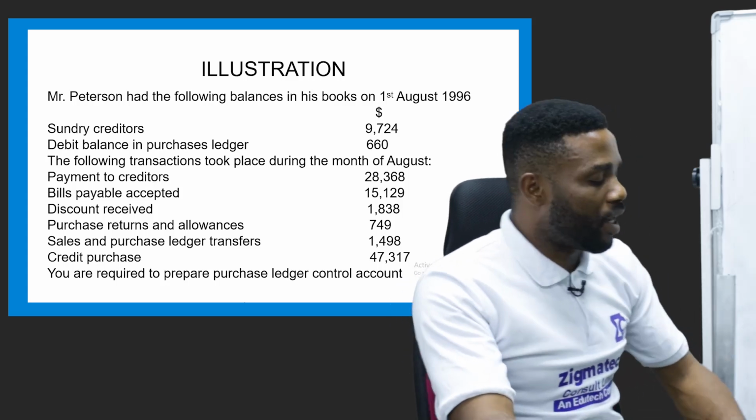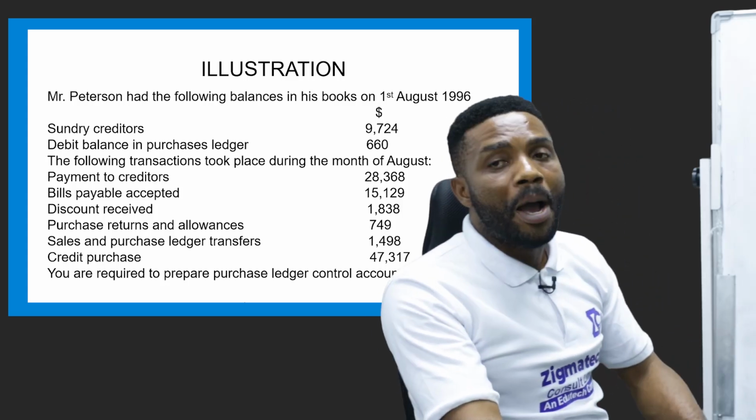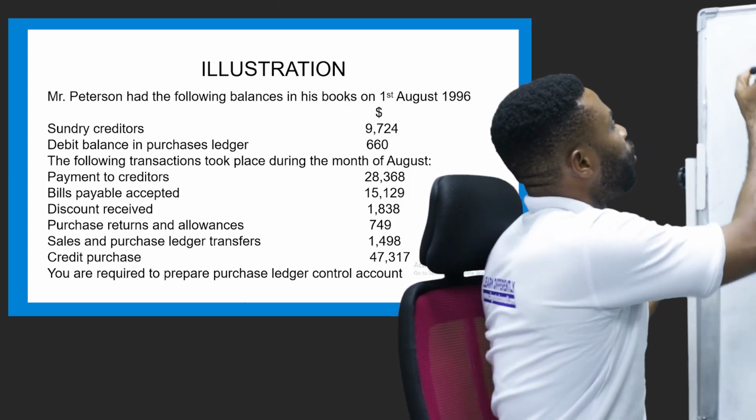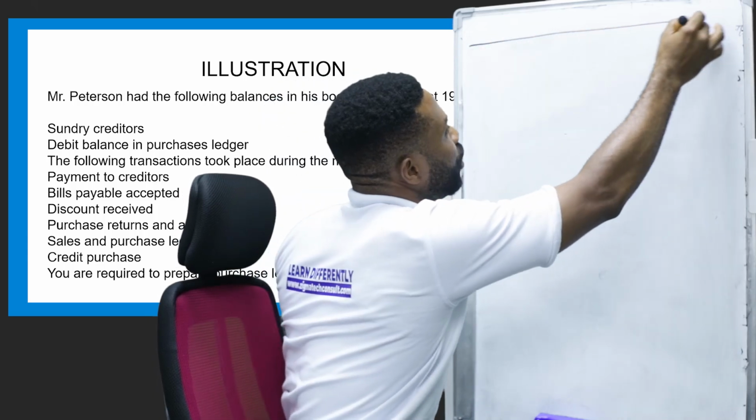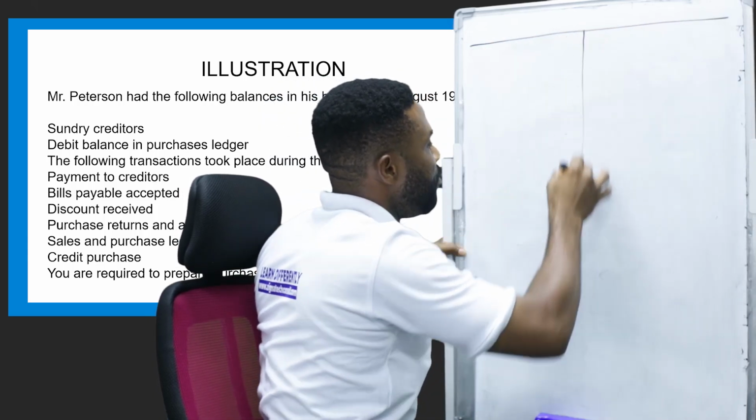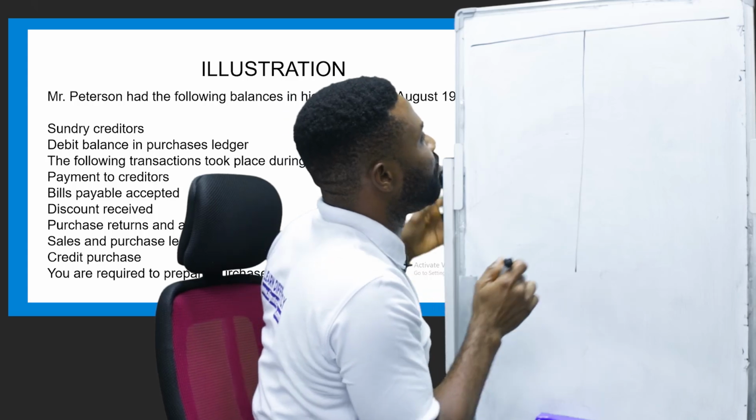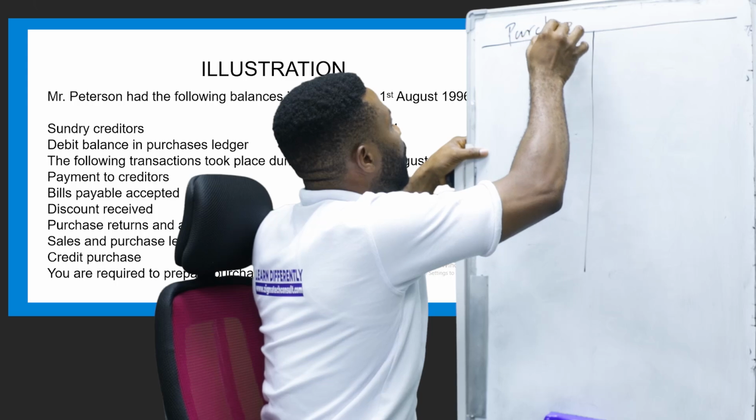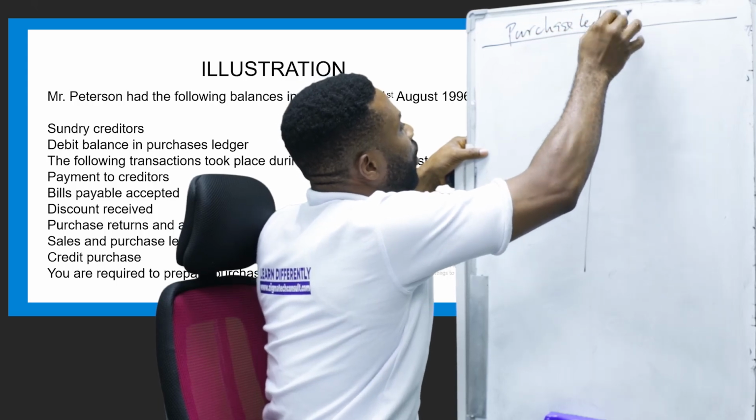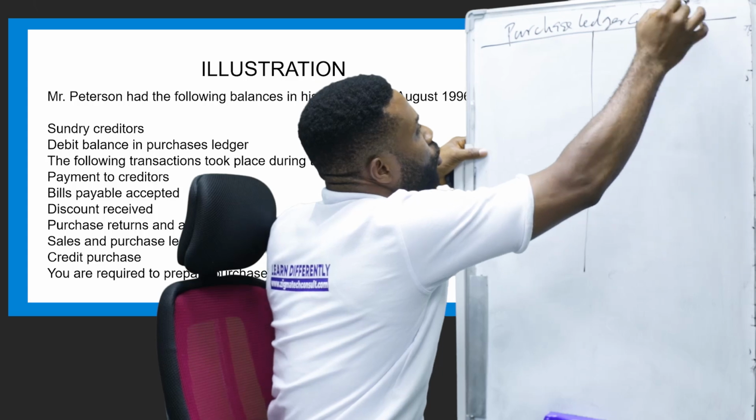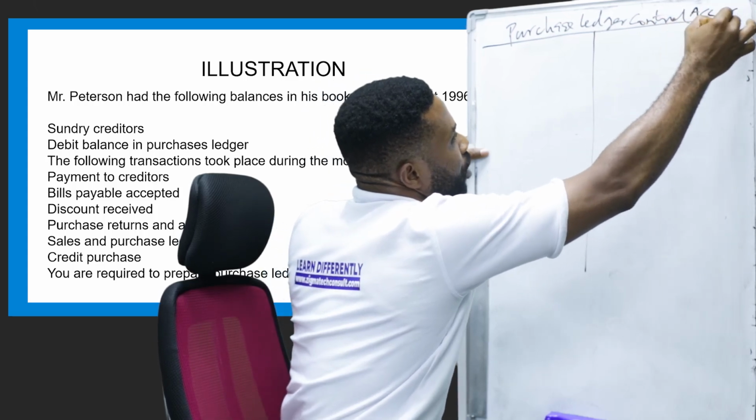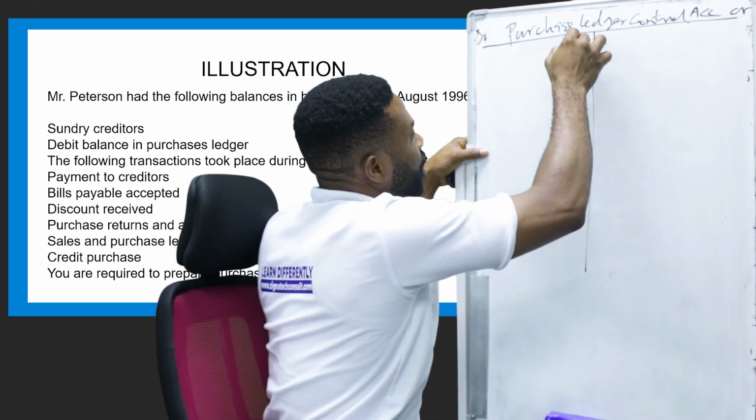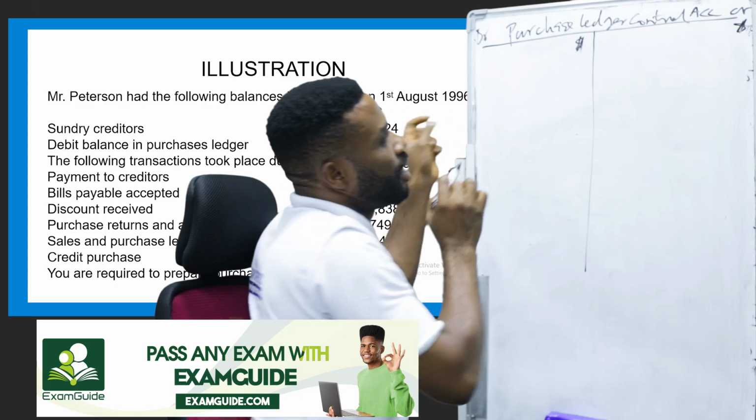All right, let's quickly see how we'll be able to prepare the purchase ledger control account from the question that has been given to us. Don't forget, this method is what we call the T method. Now, we are looking at the purchase ledger control account. This side is your credit side, and this side is your debit side. You write your $ sign as the currency we are working with.